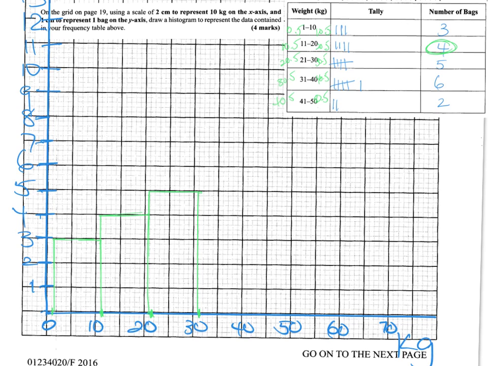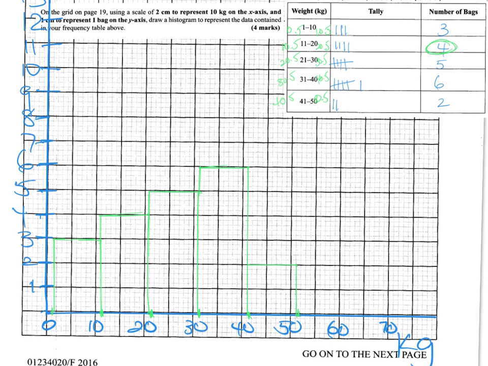Then we are going to look for 30.5 and 40.5, and we're going to draw that up to 6. And then we look for 40.5 and 50.5, and we draw that to 2. And there we would see that we have our histogram.